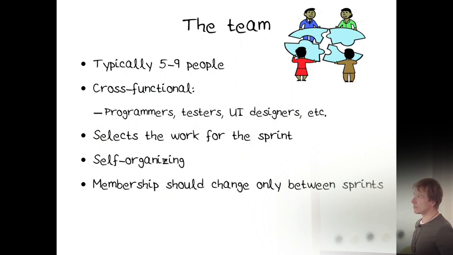The team itself: 5 to 9 people, cross-functional. So there are developers, testers, UI designers, whatever they need on one team. You don't go elsewhere for those kinds of services. The team selects the work for the sprint. They're self-organizing, meaning they determine how that work can get done. And you're definitely not changing members of a team in the middle of a sprint. Absolutely not. Ideally, never. I definitely never change people on a team, because the longer they work together, the better they get to know each other, their strengths and weaknesses. So it just gets better and better and better.